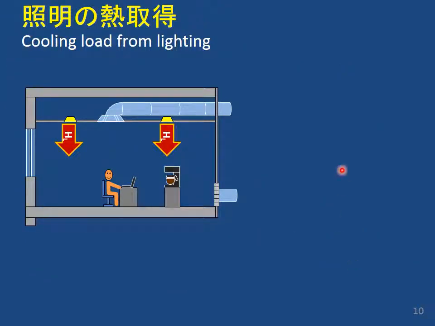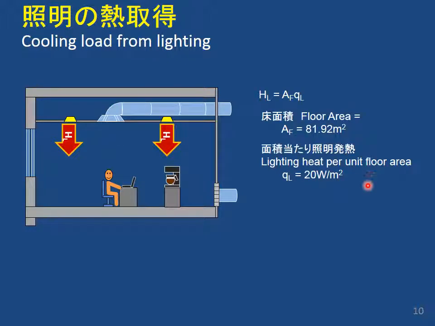Next is easier, the cooling load from lighting. So we have some lights in the room, and we said the heat load from the lighting per unit floor area is 20 watts per square meter with these lights. So easy, 1,638 watts.